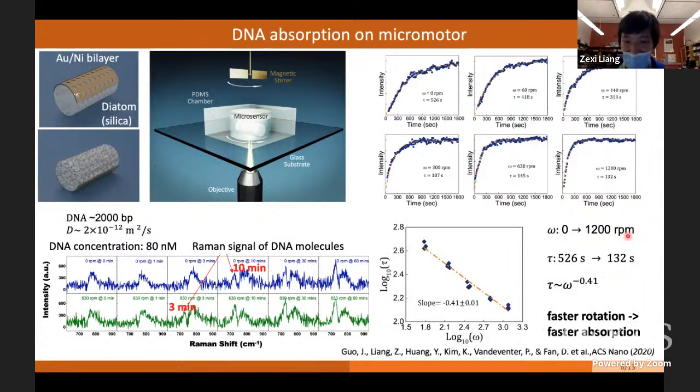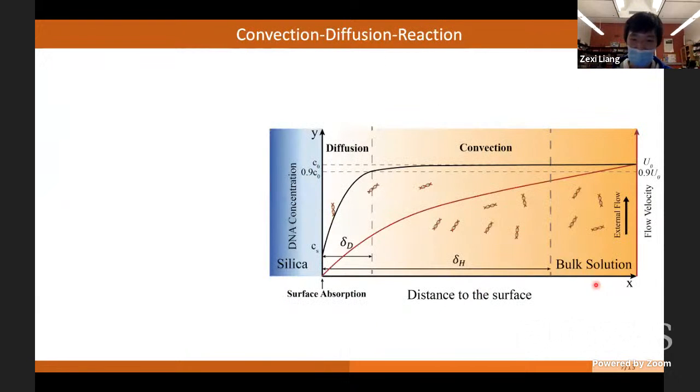And we plotted it in log-log. They follow a scaling law of minus 0.4: tau scales with omega to the minus 0.4. So similarly, we observed that faster rotation leads to faster absorption. And then we started to think about how to model this, how to get a deeper understanding of this phenomenon.